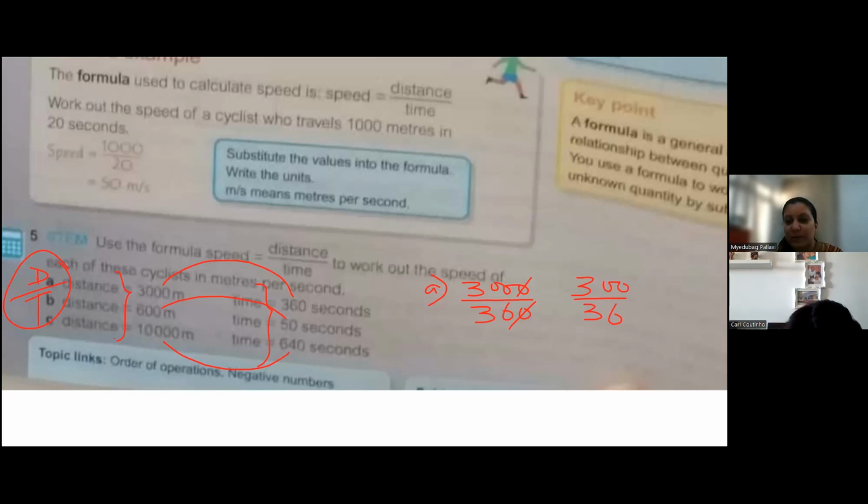So the answer will come in decimals, because 300 is not exactly divisible by 36.